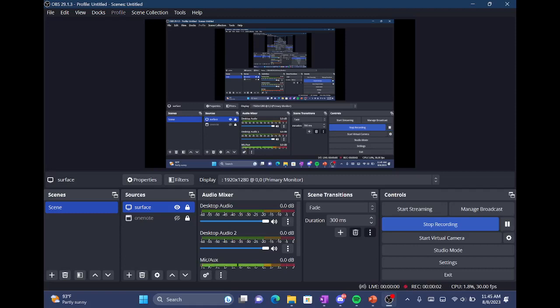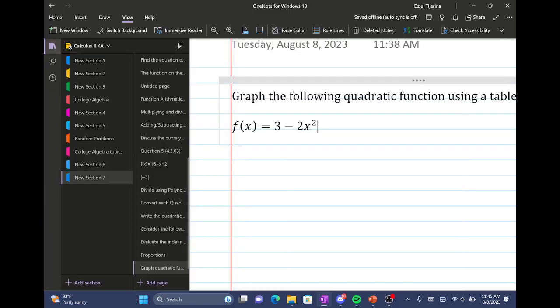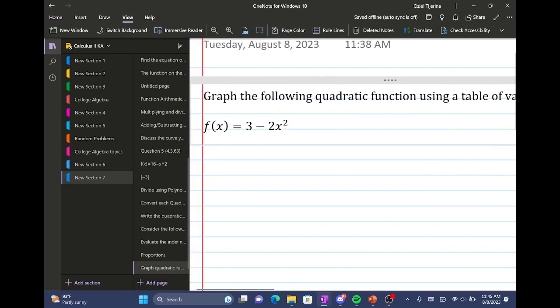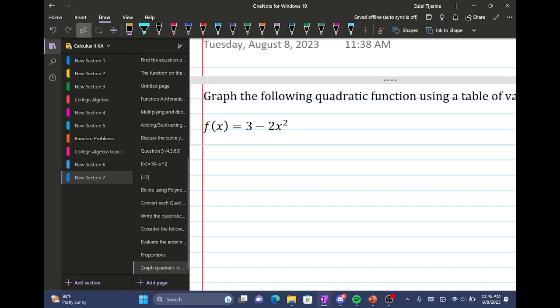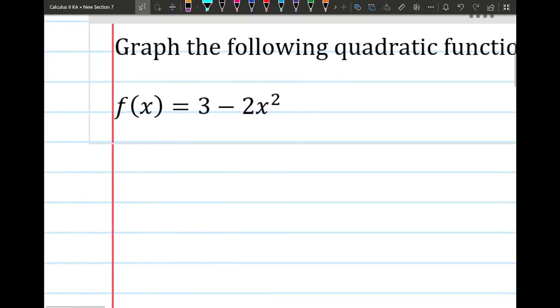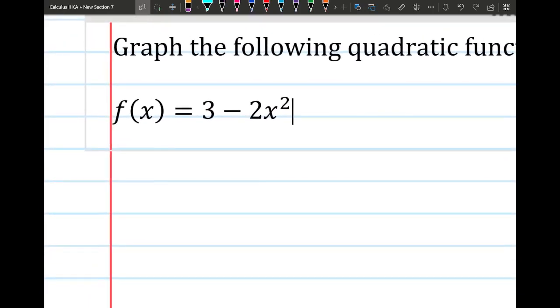Hello everyone. In this video we're going to graph this quadratic function using a table of values. Let me zoom in. We have f of x equals 3 minus 2x squared. We're going to create a table of values.